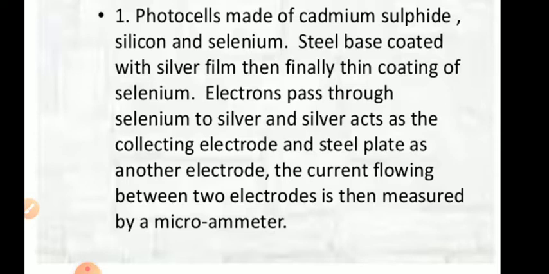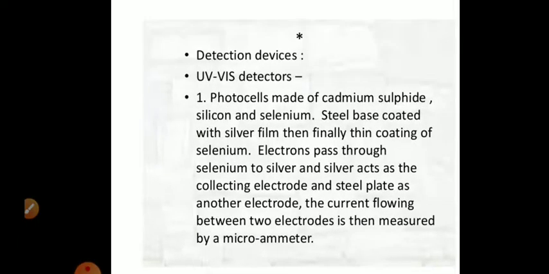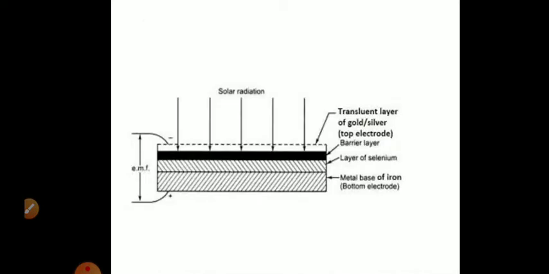The current flows between these two electrodes, that is between the positive and negative electrode, and the current that is flowing through the two electrodes is measured by a microammeter. Such UV visible detectors, that is photocells, have a very long life. They are commonly used in colorimeters.